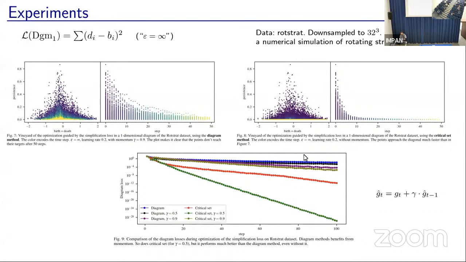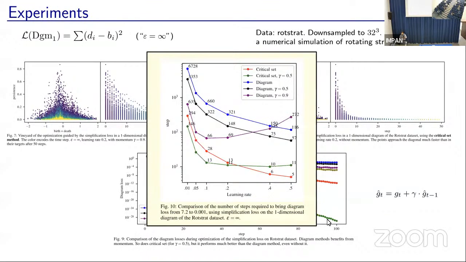The diagram loss, the diagram method keeps the loss, you know, it gets to, I don't know, 10 to negative 2 or something. Whereas the critical set method is much better. And with momentum, it really shoots down. You can drive it as far down as you can in very few steps. What's also interesting is, if you do these kinds of optimization algorithms, the usual pain is to play with the learning rate, because everything is very dependent on the learning rate.